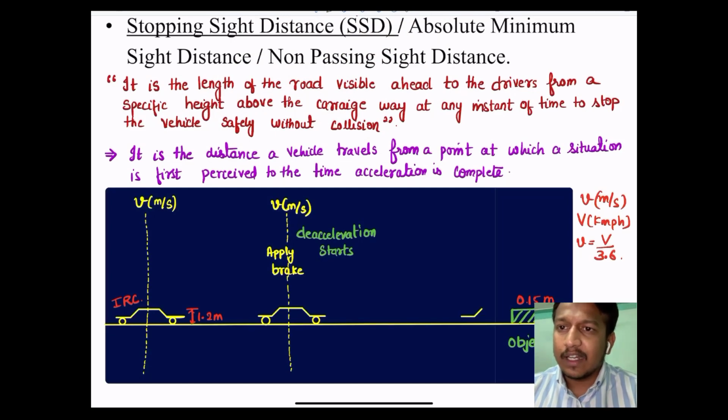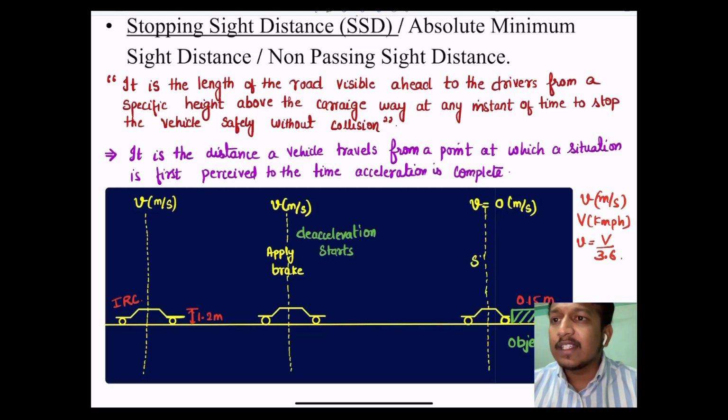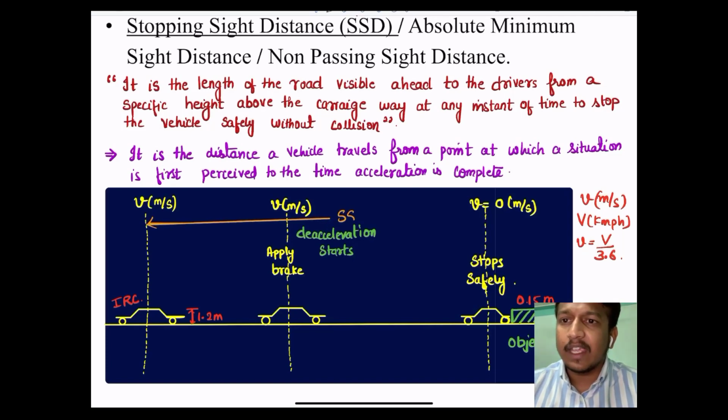Now the vehicle travels after applying the brake, and at some point the vehicle stops safely without collision at this point. At this point, velocity of the vehicle will be equal to what? The vehicle has stopped, so the velocity of the vehicle is equal to 0 meter per second. Now the total distance which I am showing you, starting from where the vehicle stops safely, that distance is nothing but SSD, stopping sight distance.